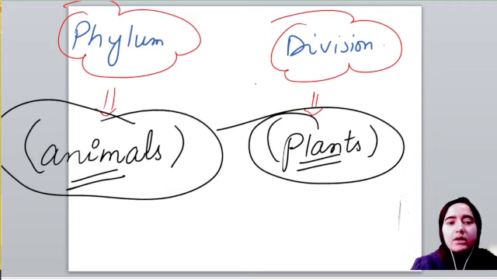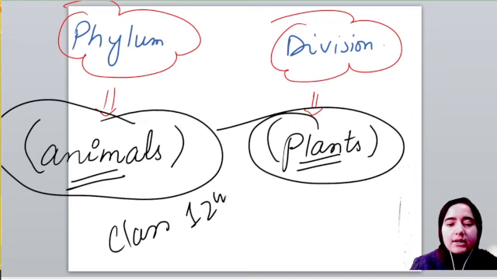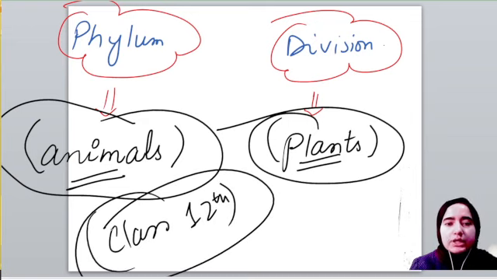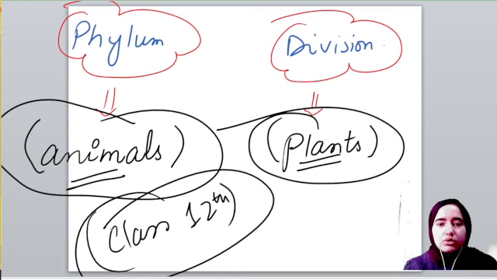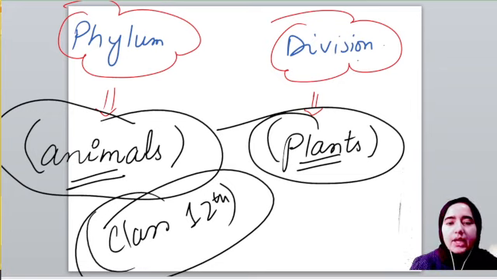As I already told you in class 12th chapter Reproduction in Organisms, asexual reproduction takes place in plants as well, but we use the term vegetative reproduction in plants rather than asexual reproduction, though the meaning is the same. We just use different terms for plants, animals, and unicellular organisms. Similarly here, for animals we use the term phylum and for plants we use the term division, okay. I hope this concept is clear.